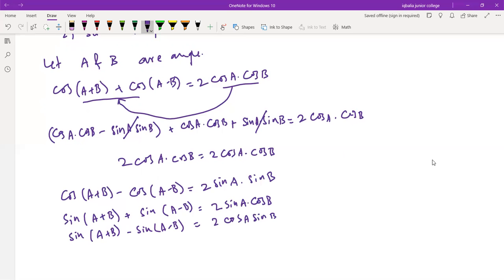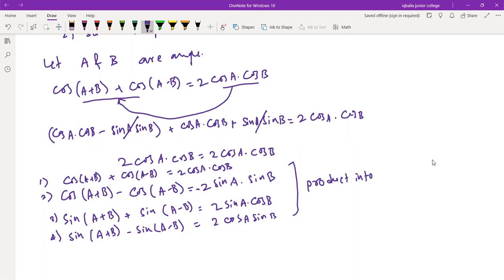Boys, you have to memorize one thing, that in this situation we have to add minus. So cos(a+b) plus cos(a-b) is equal to 2 cos a cos b. These four formulas are called product into sum. Now we have to see sum into product. In your syllabus, the derivation of transformation is not given, just the formulas, so you have to memorize the formulas, and I'm telling you how to memorize them.